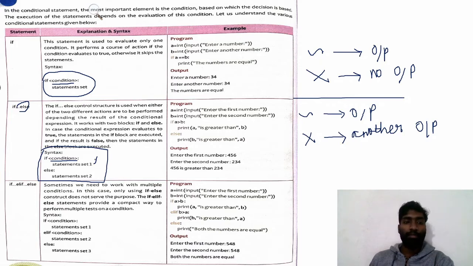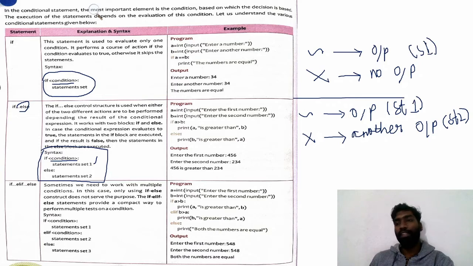If the condition is true, the first statement will work. Statement 1 will work. If the condition is false, statement 2 will work. But in a plain if statement there is only statement 1. If the condition is true it will work, if false it will not work. But here if the condition is true statement 1 will run, if false statement 2 will run. Okay, I am zooming in.